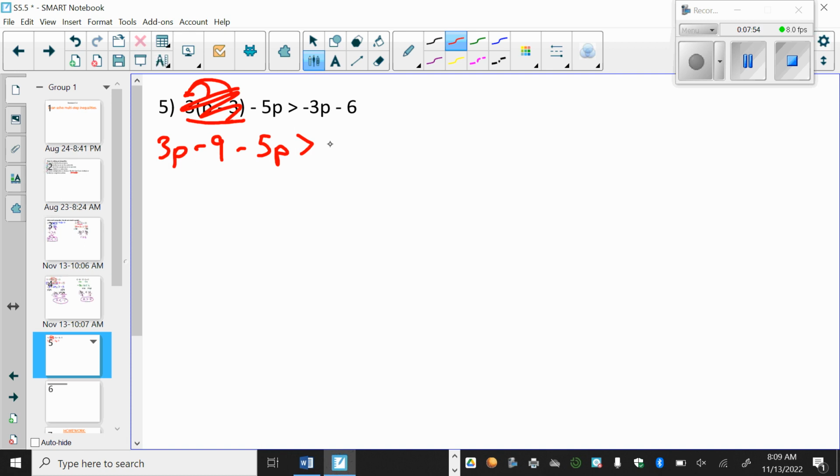And then on the other side, I have negative 3p minus 6. It's a big math problem. It's been a while since we did these. Step 2, combining like terms on the left. Let's do left first. So I have 3p. Negative 9 is not a like term. Minus 5p is a like term. So let's put those together.